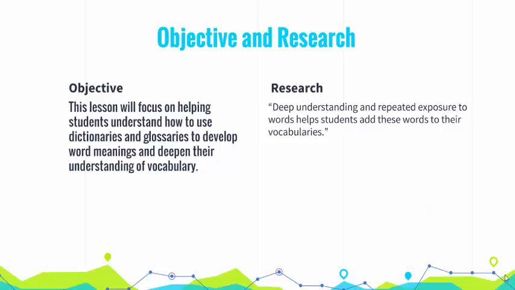Students should be familiar with all parts of the dictionary, mainly the guide words at the top of the page, which help you notice the alphabetical order, the different meanings a word can hold, sample sentences, and the specific part of speech a word may be. According to the Scholastic Children's Dictionary Teaching Guide, deep understanding and repeated exposure to words helps students add these words to their vocabularies.